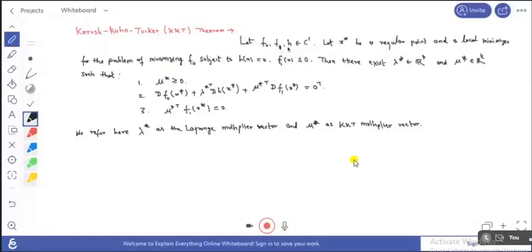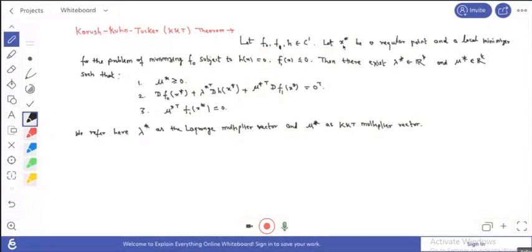Suppose f is a first order differentiable continuous function, and x star is a regular point and a local minimizer of this objective function f, not subject to the constraint. This is a Lagrange multiplier, lambda star, and the second one is mu star, known as a KKT multiplier. Both are vectors.